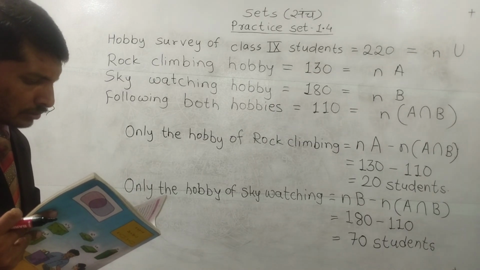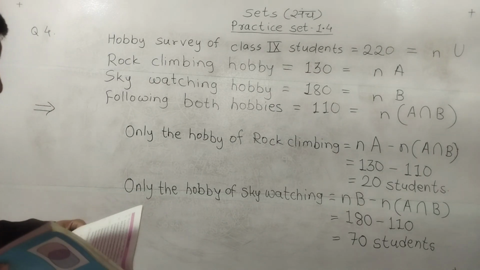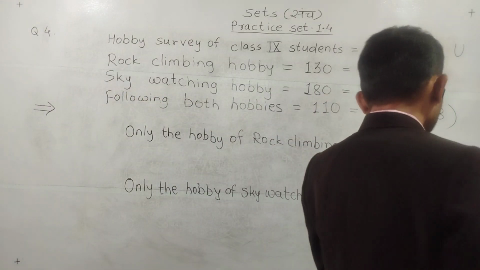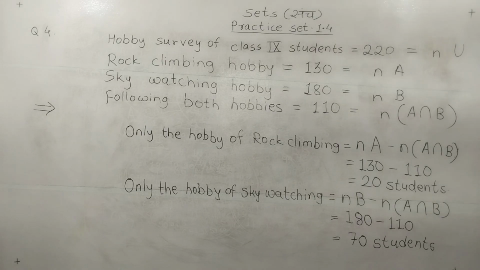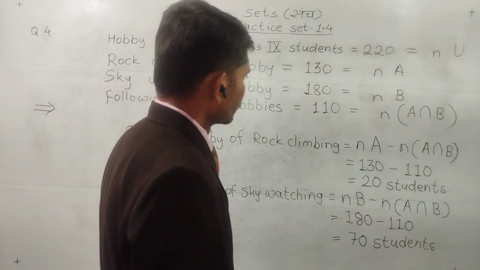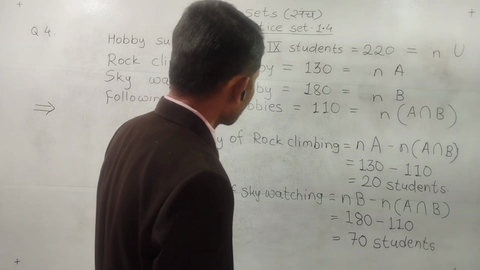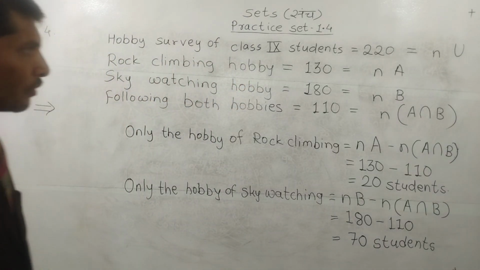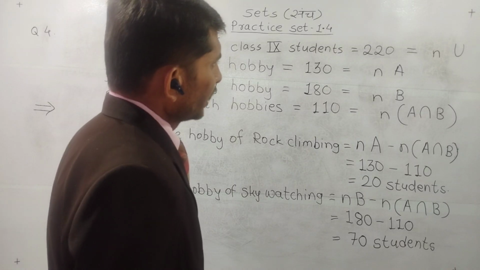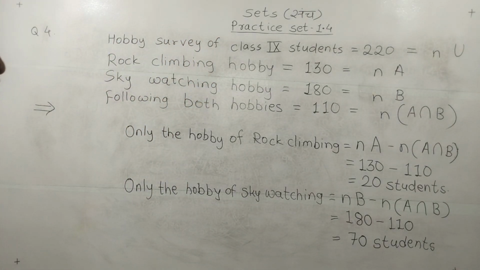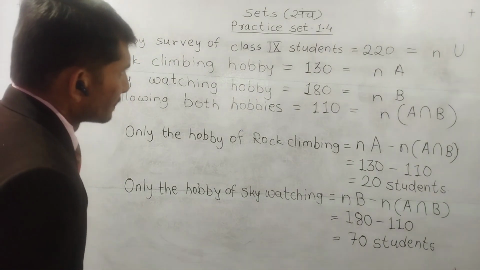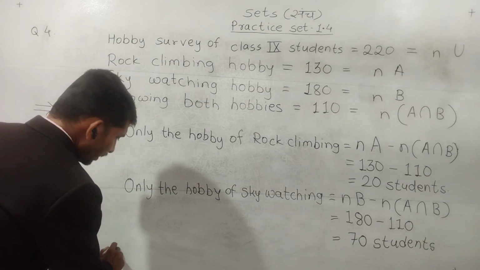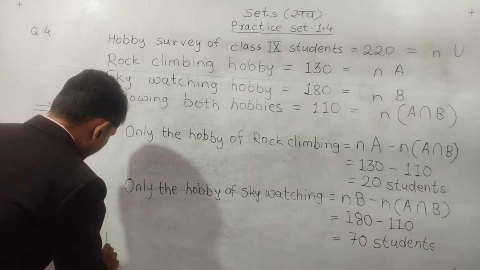Now, then how many students do not have any of the two hobbies? Okay, now we have to calculate the number of students who haven't any hobby from two hobbies, that is rock climbing and second one is sky watching. Okay, so what we have to do? Tell me what we have to do. Now, for that we have to calculate A union B.